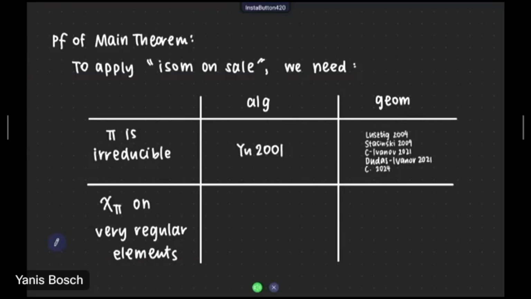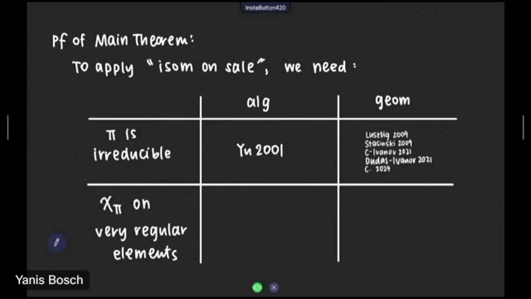Work of Dudas and Ivanov relaxed this condition for certain tori under some assumptions on what you're allowed to induce, what some of the inducing datum is. And the most general case known right now is due to myself from a paper last year. And so now we know that all the pi's that I'm interested in are irreducible. So that's good. That's one of the assumptions that we need. That's one of the hypotheses of isomorphism on sale.